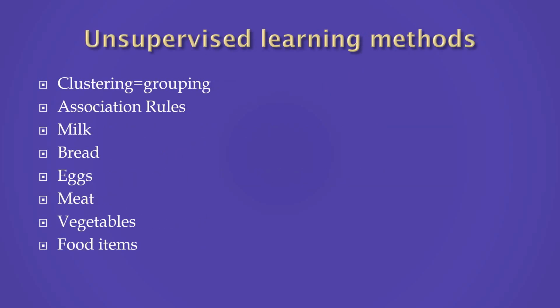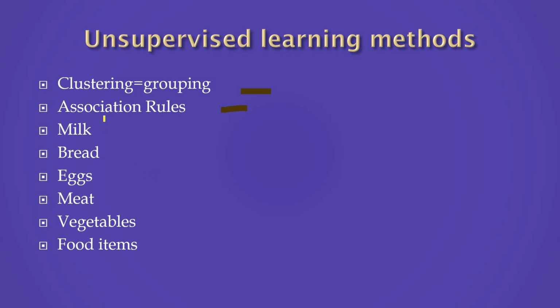And now we are going to see what the unsupervised learning methods are. One of the unsupervised learning methods is called clustering, and it is also called grouping. And the second one is association rules. What are association rules? It is one kind of market basket analysis. That is, how many items are associated with other items. That means we are estimating whenever a customer is purchasing one item, is there any chance of purchasing another item as well or not?